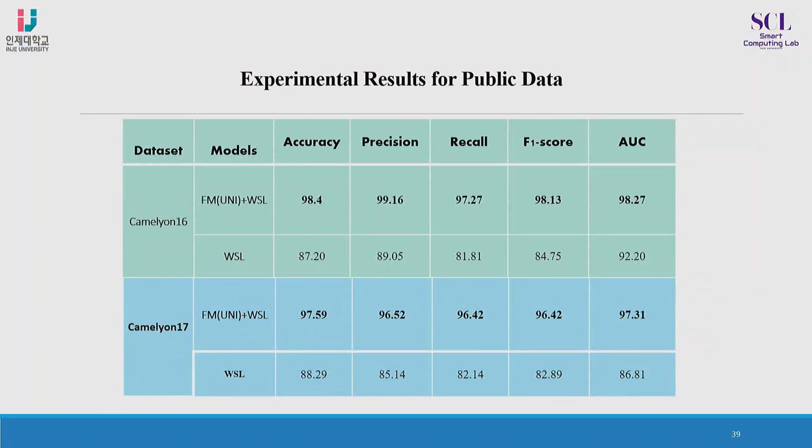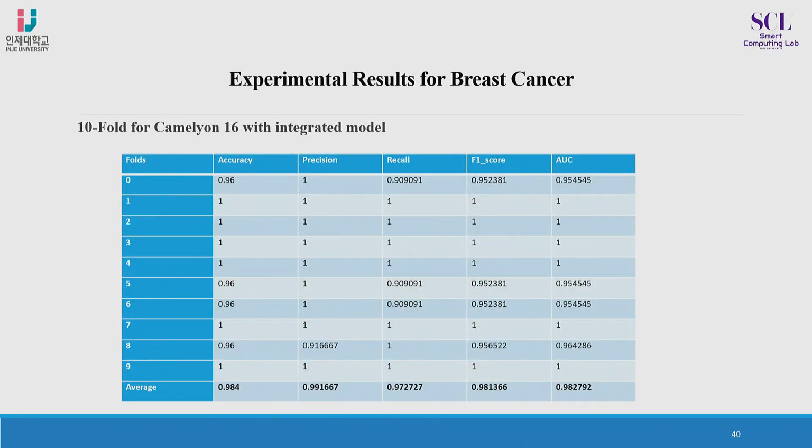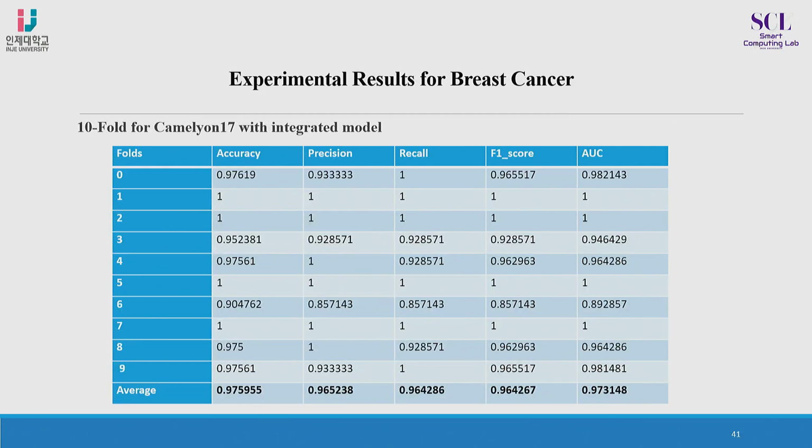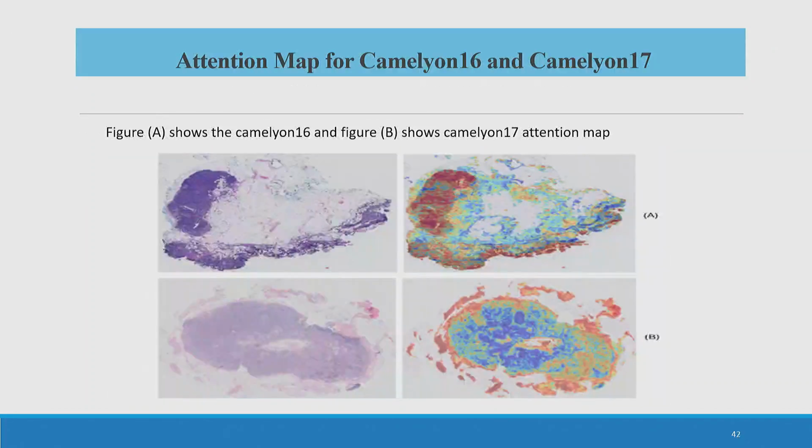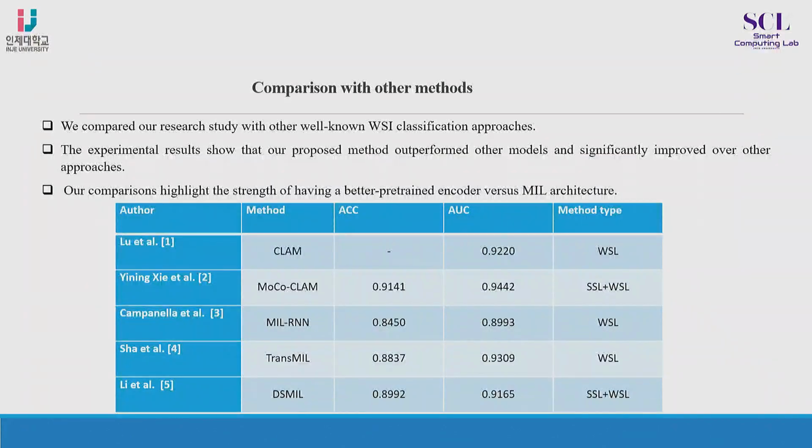And these results are for Camelyon 16 and 17. This is for simple weakly supervised, and this is the integration, from 87 to 98. You can see from 88 to 97. This is 10-fold cross validation. This is for 17, and this is the attention map for 16 and 17. You can see here.